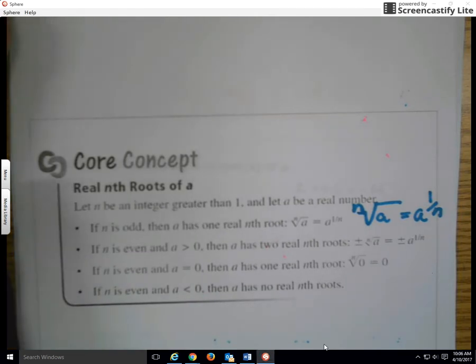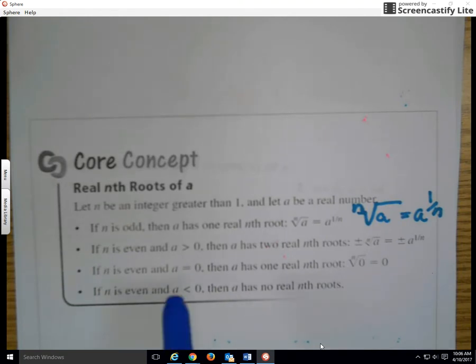Okay, we're going to continue our lesson here on nth roots. We started talking about this last time, and I think I had a knock on the door.